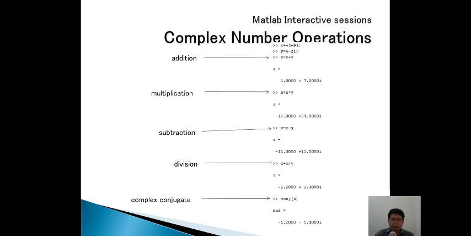Okay, next one, complex number operations. As you know, for complex numbers we can apply many different kinds of operations, for example addition, multiplication, subtraction, division, and complex conjugate. So these are the examples. Please try to do this one on your Matlab at home. This one is actually very easy to do.